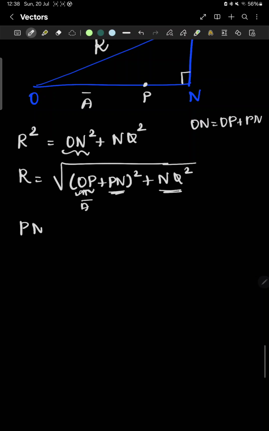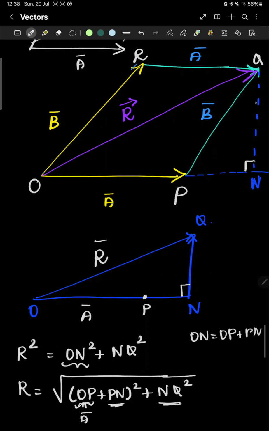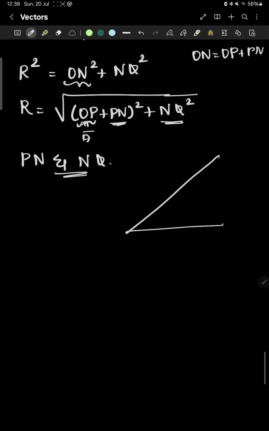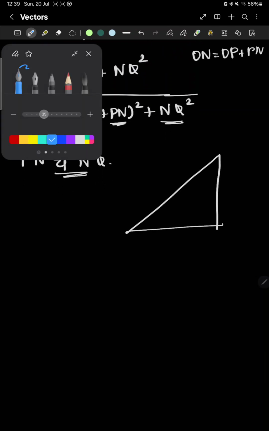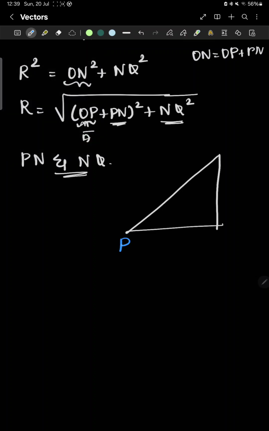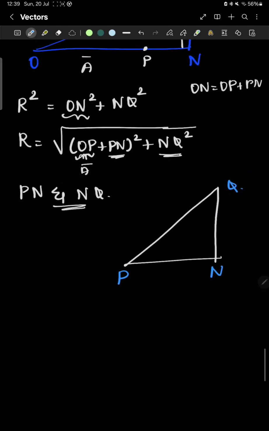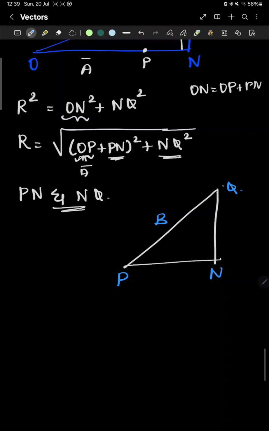To find PN and NQ, I am going to consider this small triangle. Let us redraw that small triangle. This will be P, N and Q. As I told you earlier, this side and this side of the parallelogram have the same magnitude, B vector and B vector. So this length can be considered as B, and here I don't know NQ and PN.